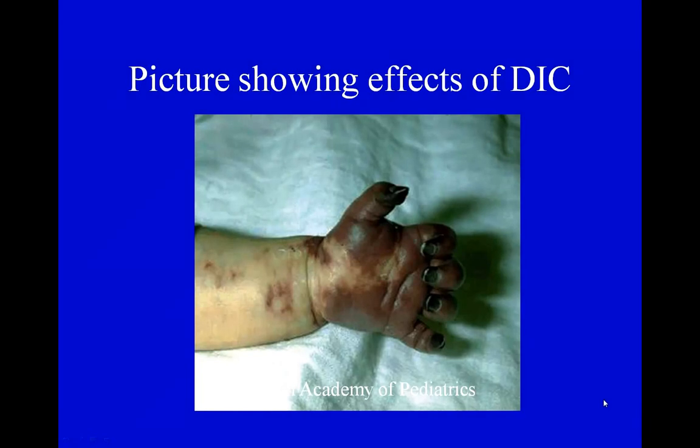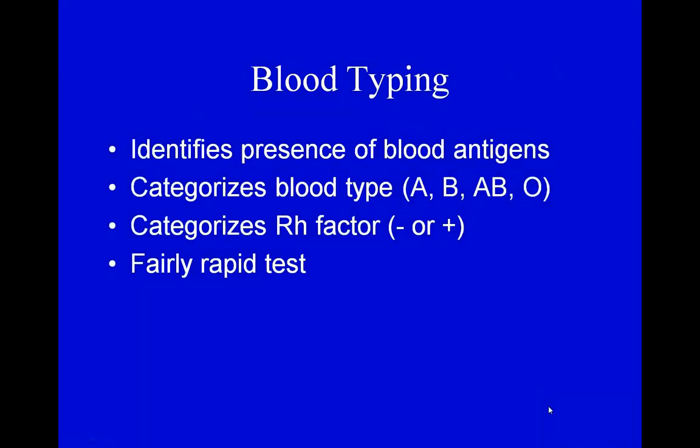And this is pretty graphic, but with DIC, you lose circulation, and you can see this is not going to be saved again. We have permanent necrosis or dead tissue that's happened. This can be seen in meningitis, which is an infection. So we've lost circulation to that part of the body.